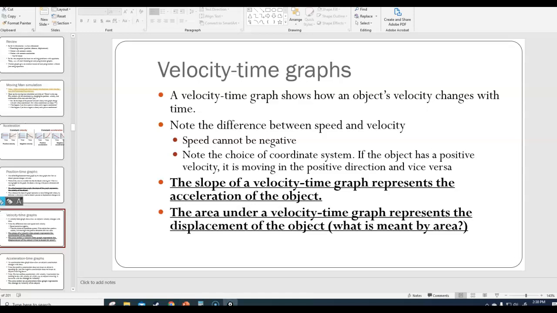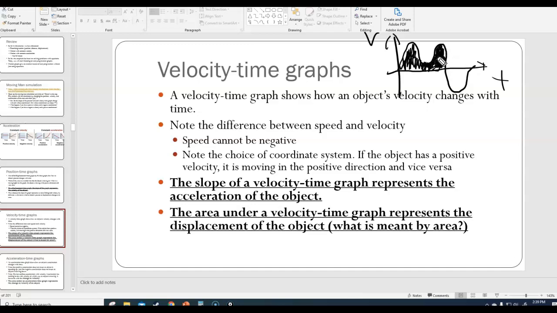Now, what do I mean by area? Well, what I mean is, let's say you had a velocity time graph like so, and let's say the graph was some crazy shape like this. I don't know. When I say area, what I mean is that it is literally the area between the graph itself and the x-axis, which in this case is the time axis. So if I were to shade that in, it would be this area right in here. Okay, between the graph, bounded by the graph, and the x-axis.